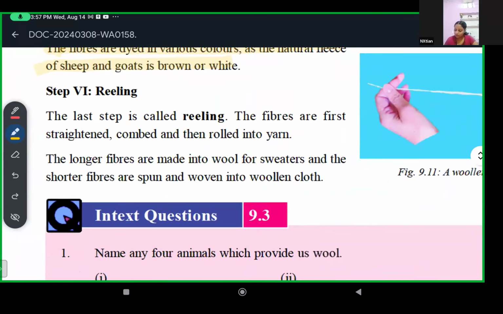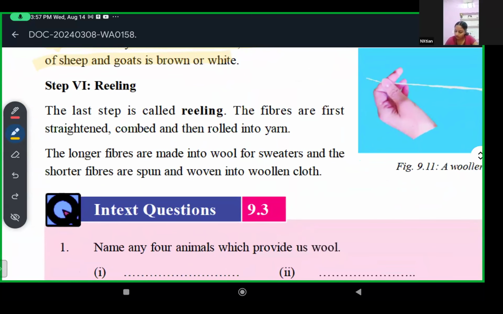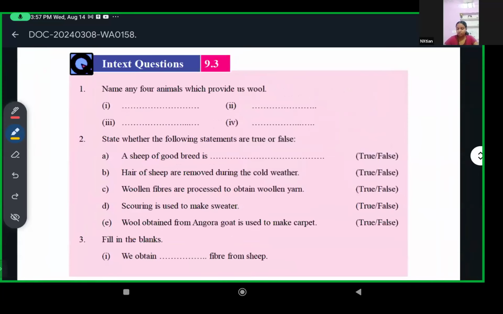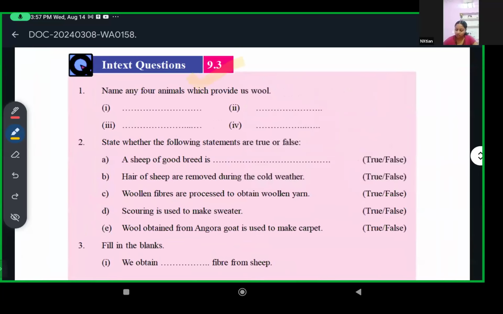So long fibers are made into wool for sweaters, and the shorter fibers are spun and woven into woolen cloths. So this is how wool is obtained from sheep and woolen cloth is made out of it. This is the process of how it happens. All right, so you can try this out.